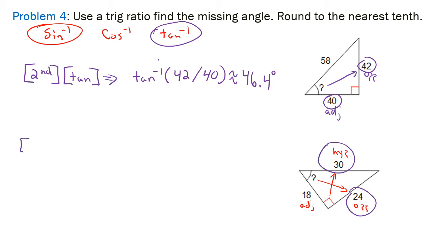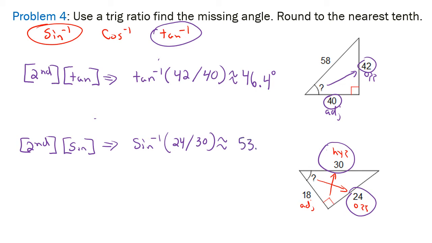So once again, I'm going to hit the second button on my calculator, and this time I'm going to hit the sine button, and on my screen I'm going to see sine -1 with a set of parentheses. And then I'm going to do opposite over hypotenuse, so 24 over 30, close parentheses. We go with the calculator, second sine, 24 divided by 30, and you're going to get 53.1 degrees for that angle.